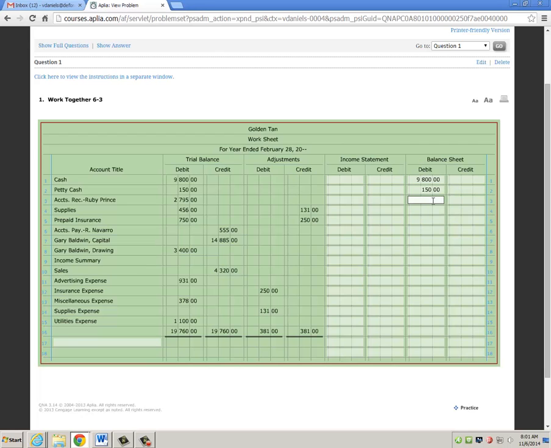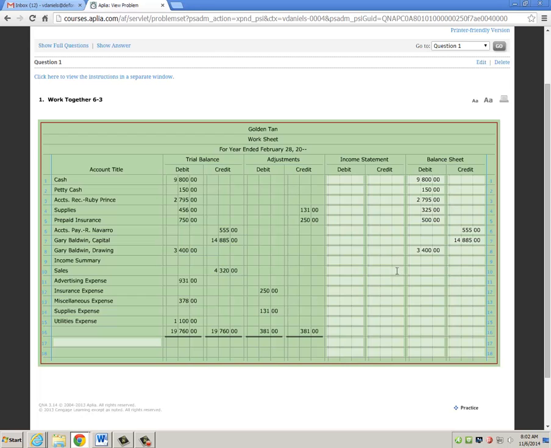Third one, being accounts receivable, Ruby Prince comes over. Then we get to the confusing part. Now, people want to just bring over 456, but you can't bring over 456 because there's an adjustment of 131. Debit and credit, so we subtract, so 456 minus 131 equals 325. Then you've got the same thing going on for prepaid insurance, so we put 500 because 750 minus 250. Now we switch over to credits. And then drawings back to a debit. So we've extended over everything that we need for the balance sheet.